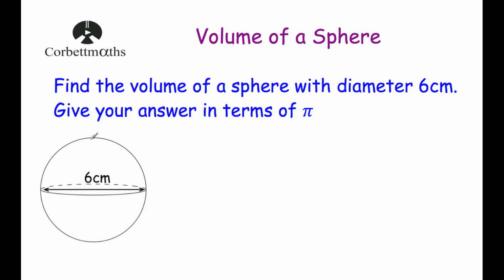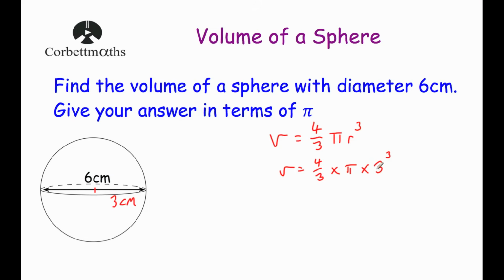Okay, so here we've got our sphere and we've got our diameter of 6 centimeters. Now the volume of a sphere is found by 4/3 pi r cubed, 4/3 multiplied by pi multiplied by the radius cubed. So if the diameter is equal to 6 centimeters, the radius, which is halfway across, would be equal to 3 centimeters. So let's substitute that 3 in for the radius, so we would get volume equals 4/3 multiplied by pi multiplied by 3 cubed. Now this is a non-calculator paper, so we're going to work out our 3 cubed to begin with.